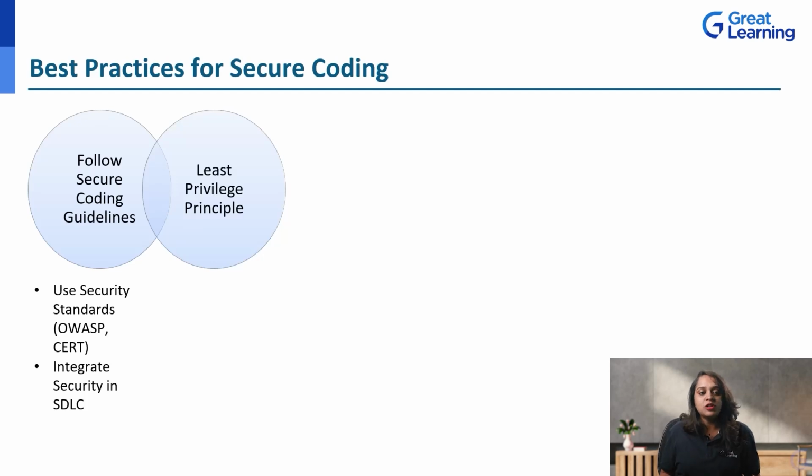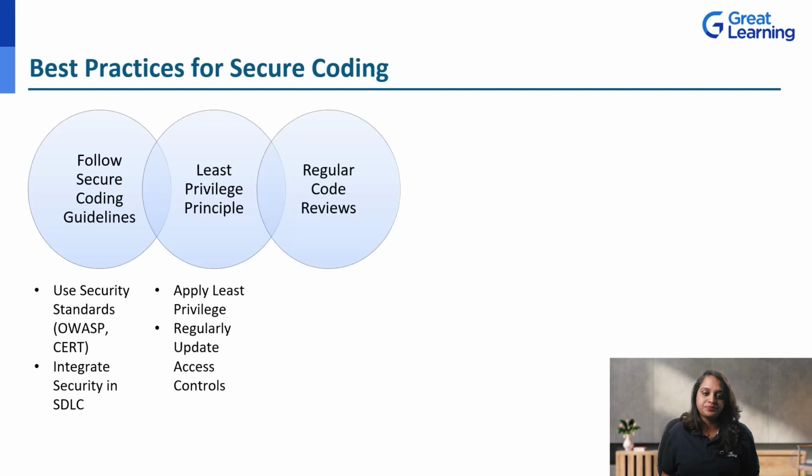The second practice that you can implement in your coding is the least privilege principle. Apply the least privilege principle and regularly update the access controls, so that you keep control of your access controls and the attackers will not be able to access your data. Do regular code reviews, where pure security code reviews are done, and also automate with static analysis. Static analysis can always be done in order to check your code.